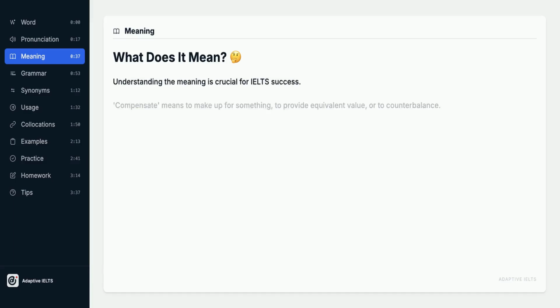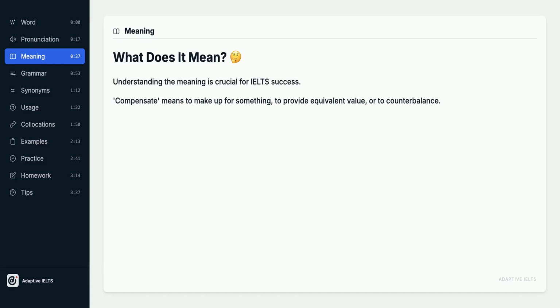Understanding the meaning is crucial for IELTS success. Compensate means to make up for something, to provide equivalent value, or to counterbalance. In academic contexts, it often refers to providing something to offset a loss or deficiency.